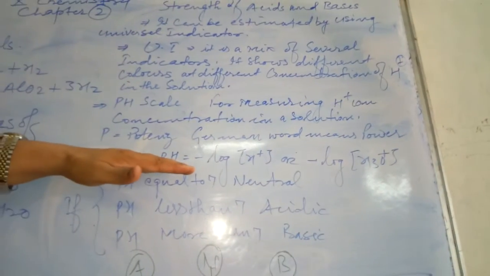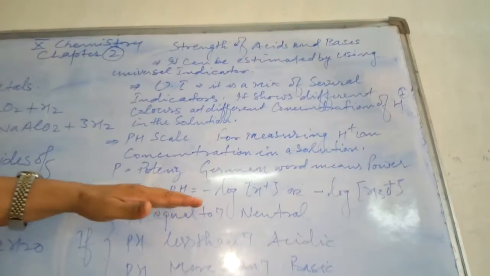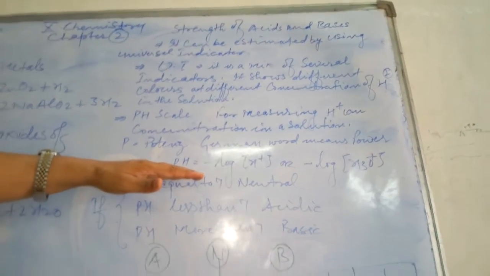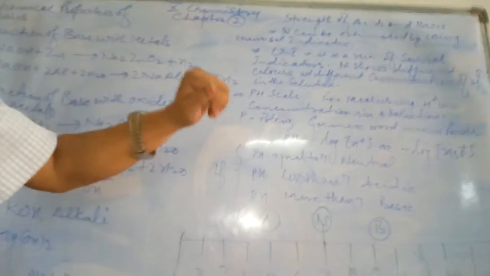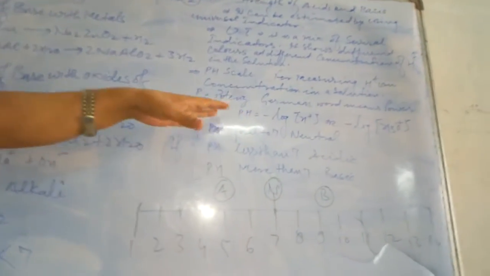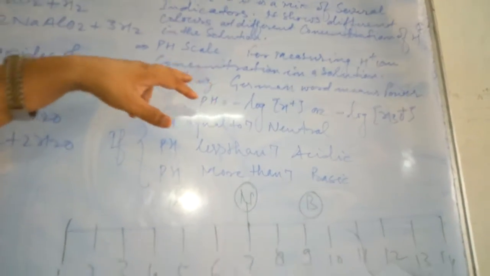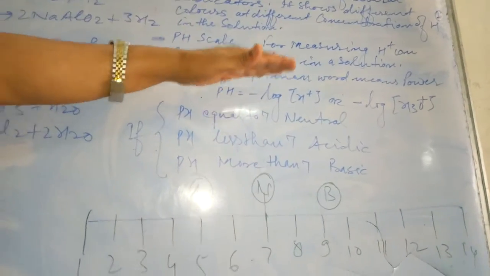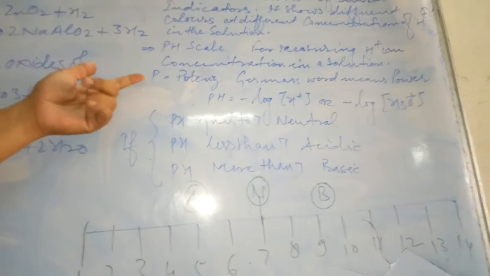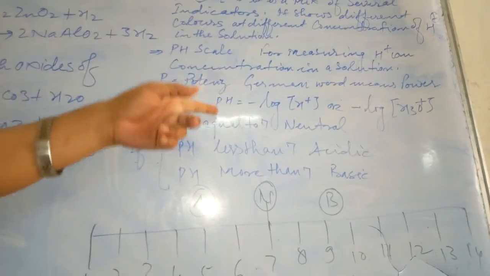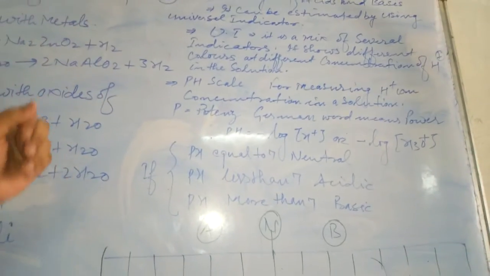You will get the detail of this discussion and numericals in higher classes, in class 11. But in this chapter you should know what pH means. pH means P stands for potenz, P-O-T-E-N-Z. Potenz is a German word, means power. Potenz means p. H stands for the hydrogen ion concentration, you know.